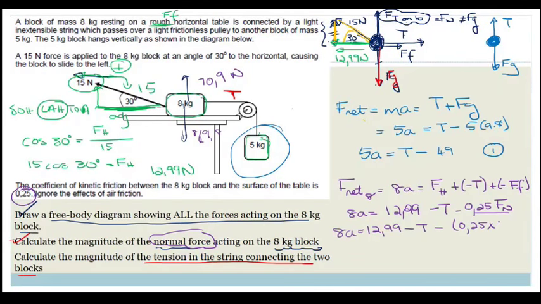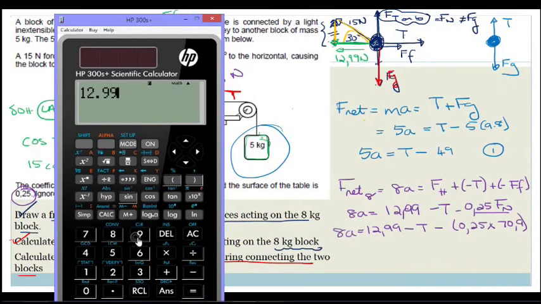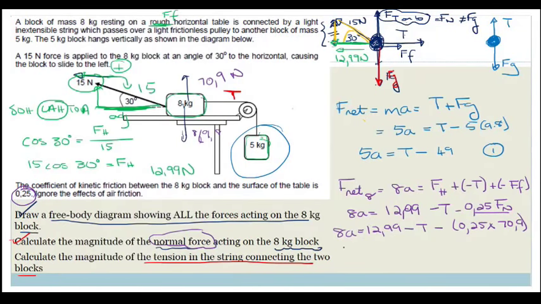0.25 times 70,9. And now we can pop that in our calculators and get the numbers together. 12,99 minus bracket, this thing here, 0.25 times 70.9, close bracket, equals minus 4.7. Remember, always two decimal places, so it's minus 4.74. So we've got 8a is equal to minus 4.74 minus T, and that's equation 2.